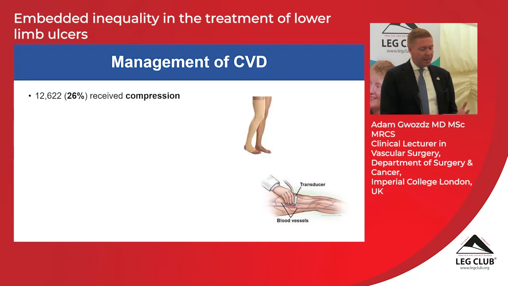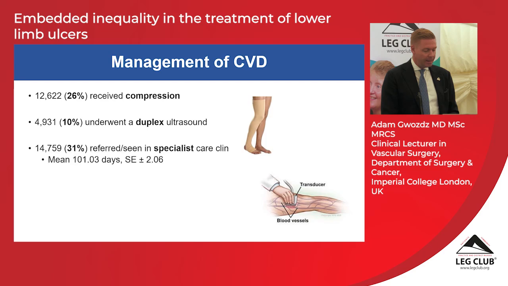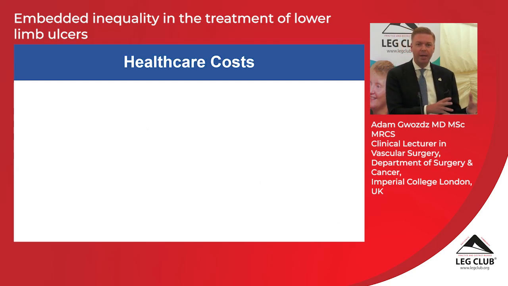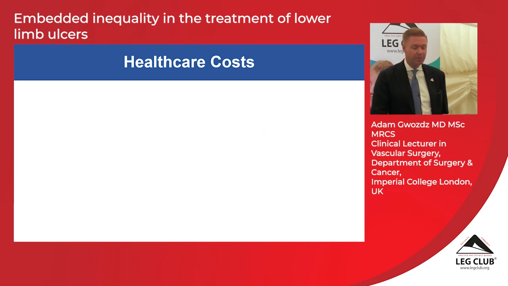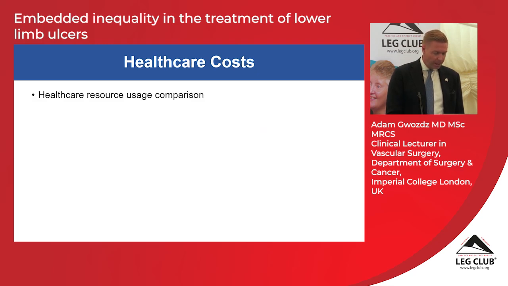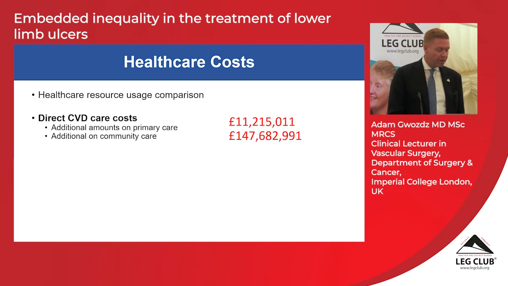So from the data, what does the management of chronic venous disease look like in the cohort? So the numbers on the left again, this is now just the northwest of London, which we had the most robust data for. Roughly a quarter of patients were getting compression, and 10% had a duplex ultrasound in the community. A third of patients were referred to see a specialist in clinic. Roughly 15% underwent surgical or endovenous intervention, with half of those being radiofrequency ablation. Those numbers are very, very low. And then you look at the overall healthcare costs that are associated with this.